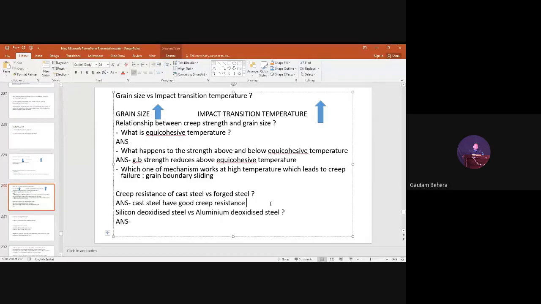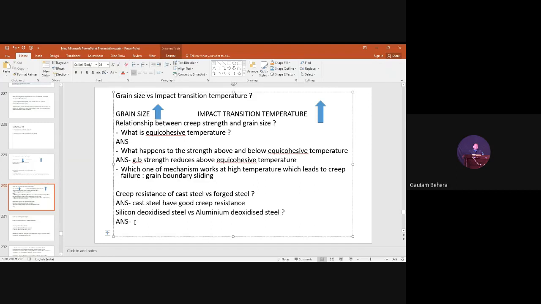So nowadays we are casting single grain materials for our high temperature applications, like turbine blades. Single grain, you understand? It will be a very big grain. Yes or no? Single grain, but it is a very big grain. You people understood now?